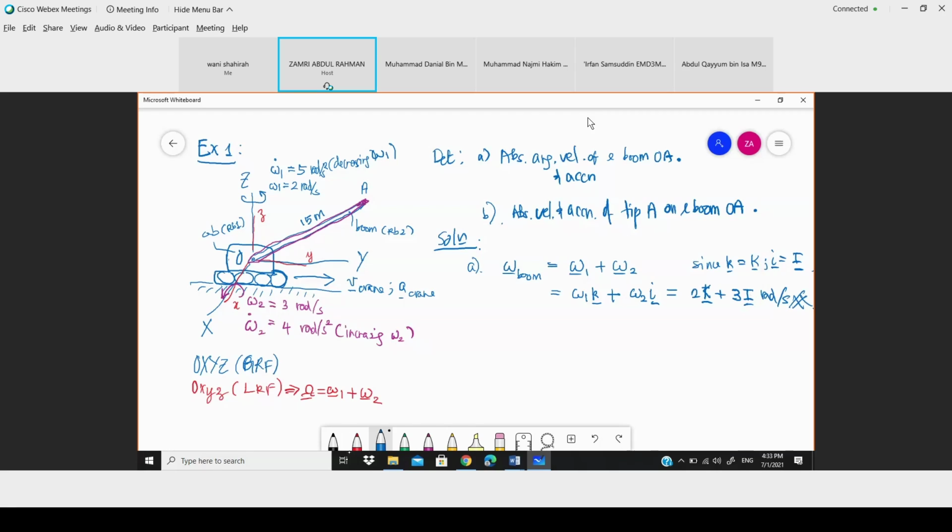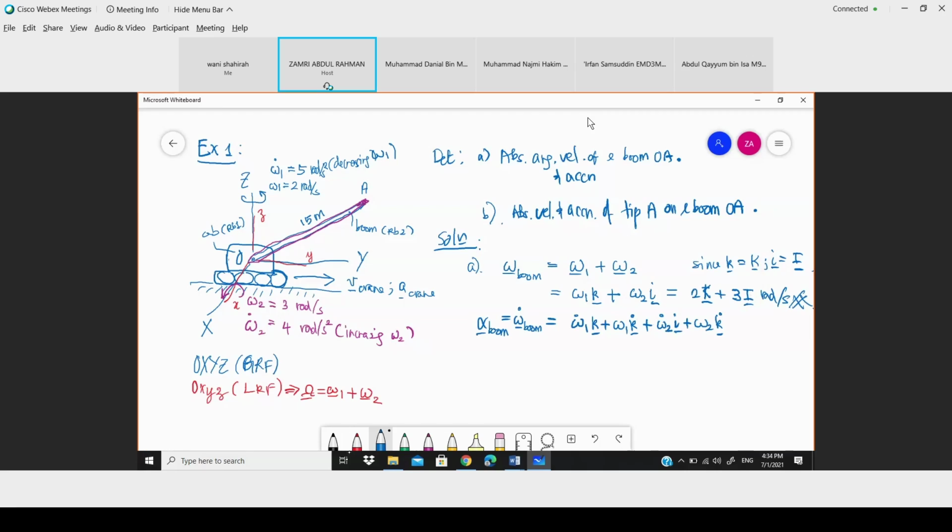Second part, alpha, which is the absolute angular acceleration of the boom, which is basically omega of the boom dot. So using calculus, the derivative becomes omega 1 dot K plus omega 1 K dot plus omega 2 dot I plus omega 2 I dot.